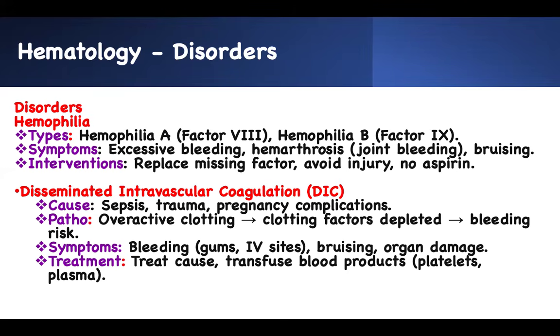What is your board going to ask you? You see some young kid with excessive bleeding, and number one, hemophilia, joint bleeding is the key. Sickle cell patients do not bleed into their joints. These people bleed into their joints. This is the key aspect to distinguish between hemophilia and sickle cell. So excessive bleeding, but mostly it's joint bleeding.